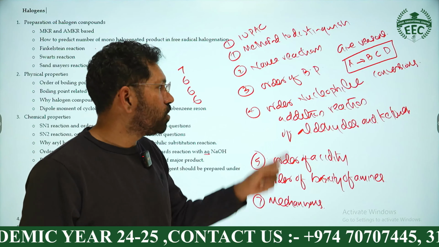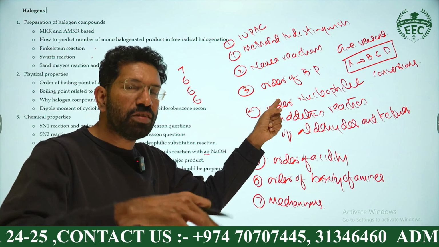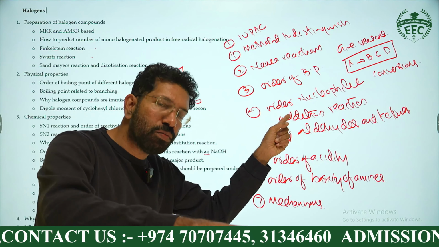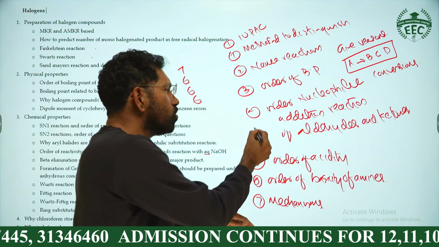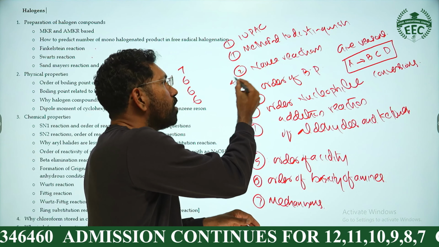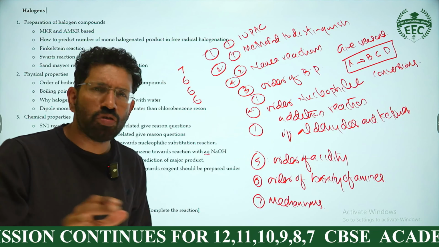Order of boiling point, 100% one question sure. Physical property: which has more dipole moment, which has less dipole moment, which has a high boiling point. That type of question, 1 mark sure. Order of nucleophilic addition, 1 mark sure. So method to distinguish 2 marks. IUPAC 1 mark, sure topic.